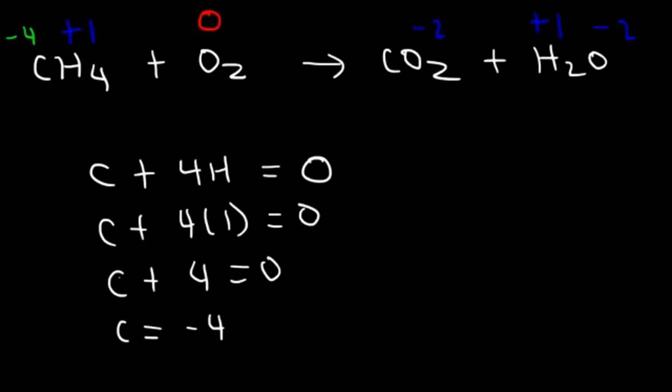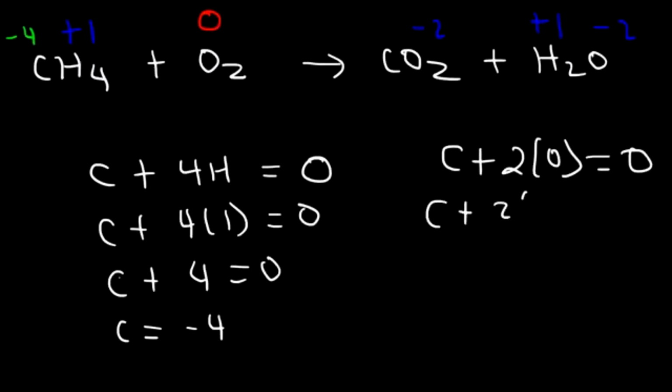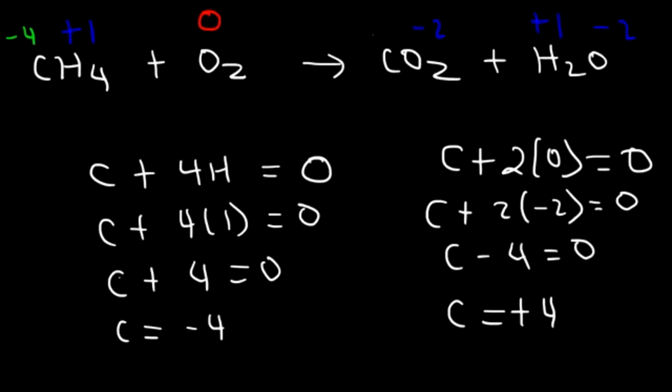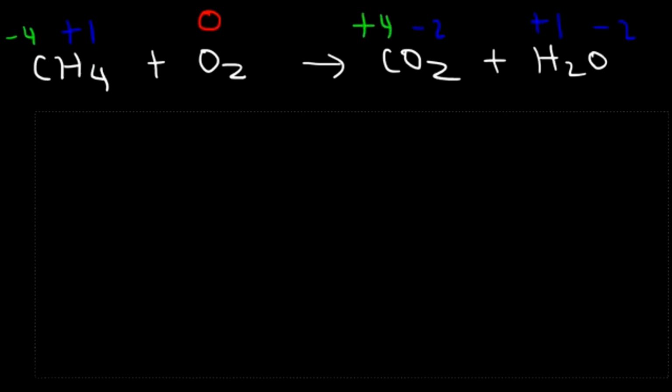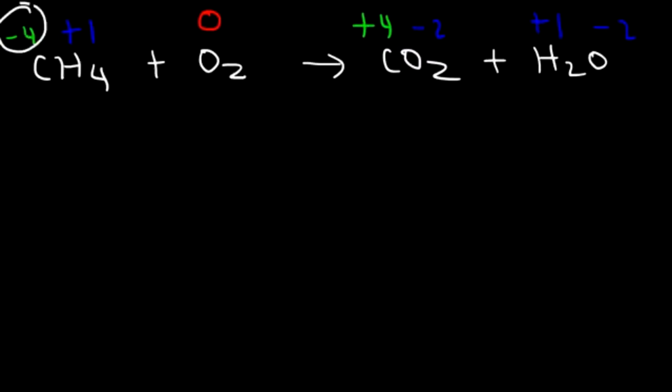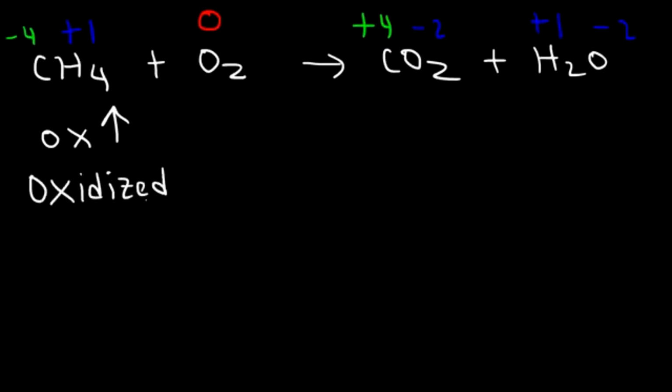Now let's calculate the oxidation state of carbon in CO2. So it's C plus 2 oxygen atoms, which equals a net charge of 0. And each oxygen has a charge of -2. So in this case, carbon is going to have an oxidation state of +4. So carbon changes from -4 to +4. Therefore, the oxidation number of carbon is increasing, which means carbon is oxidized, or technically methane is oxidized.